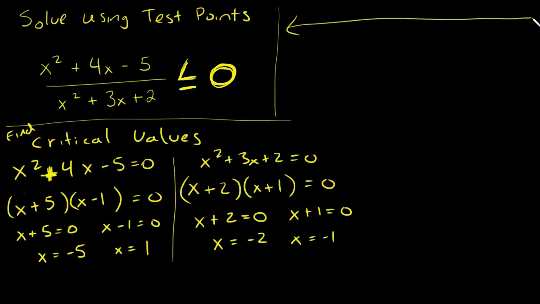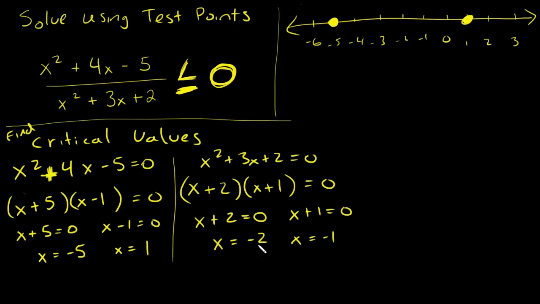Okay, so let's draw out these critical values on our number line: -4, -3, -2, -1, 0, 1, 2, 3. Let's start with the critical values over here. When x equals -5, this entire fraction will be 0, which is part of the solution because we have less than or equal to 0. So -5 will have a solid circle, indicating that it is part of the solution. Same thing with +1.